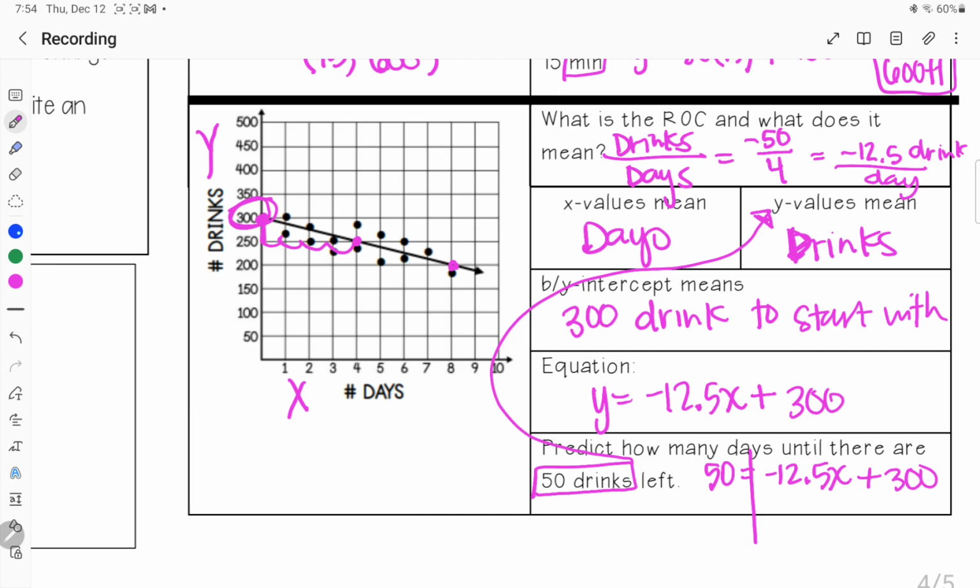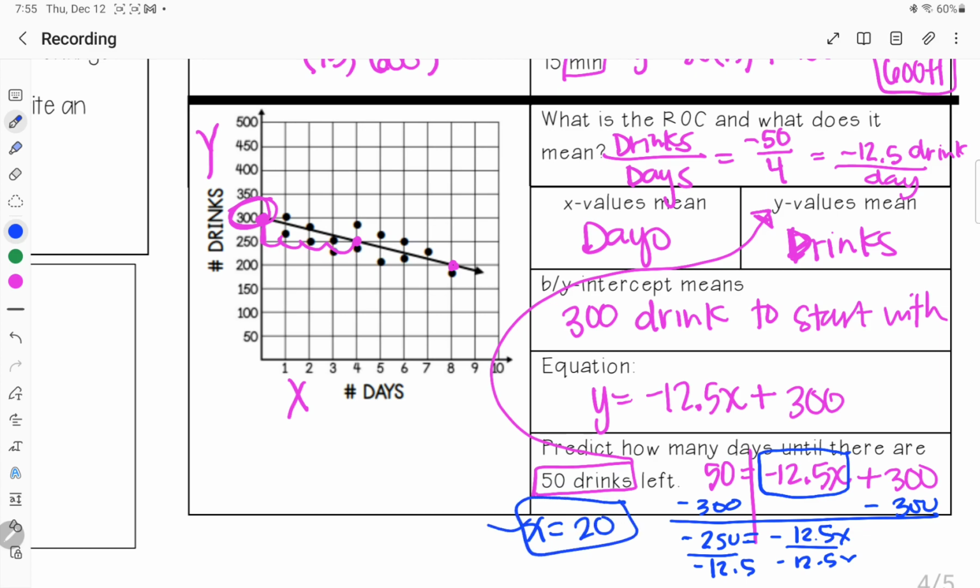I need to solve for x. So right now, this needs to be left alone. I'm going to subtract 300 from both sides. And now you're like, wait, but I got a negative. You're right. But I'm also going to be dividing by a negative here. So this tells me that if I had 50 drinks left, you'll have x equals, and it will come out as 20. What that means is that in 20 days, there will only be 50 drinks left.